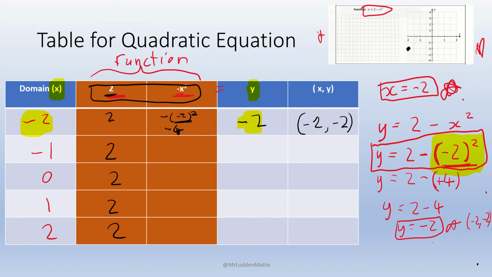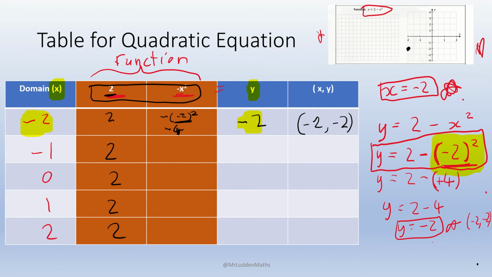Now we'll go through the next 4 points a small bit quicker. As I said, in my 2 column, my 2's are all going to stay the same because they don't have an x attached to them. They're not dependent on it. So the only thing to worry about is my minus x squared column. So I'm going to do this quite quickly. I'm not going to do my rough work because I've done enough work over here. I hope I've got my point across about what's going on.